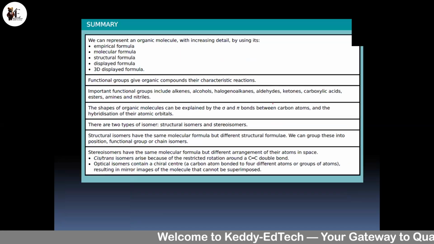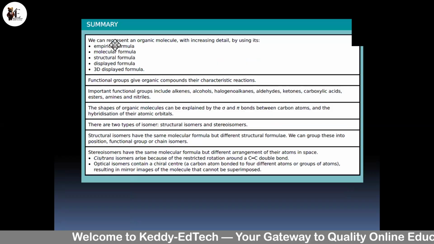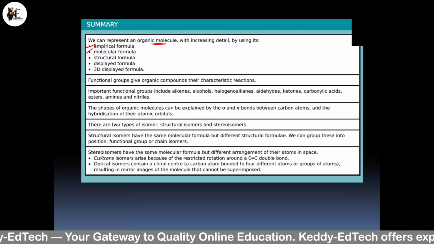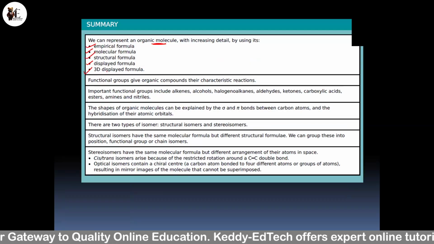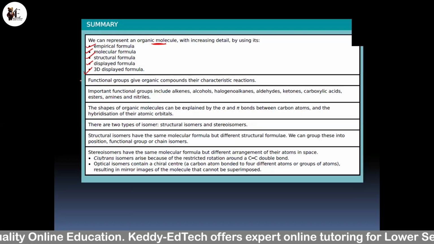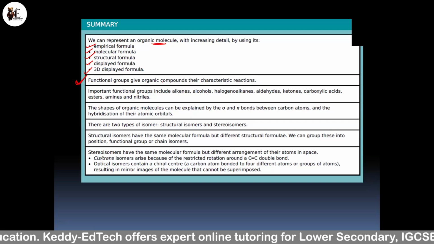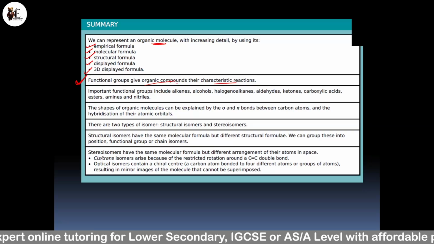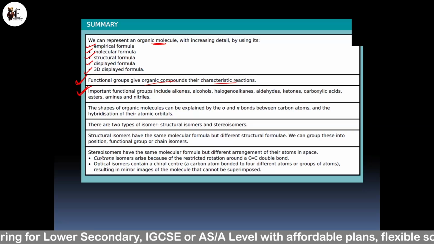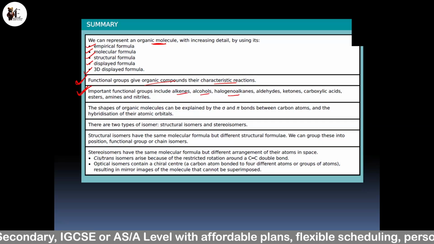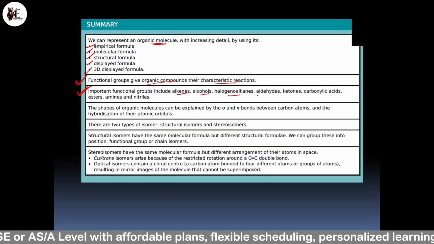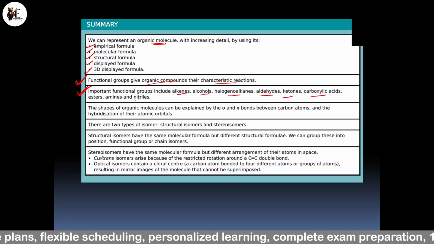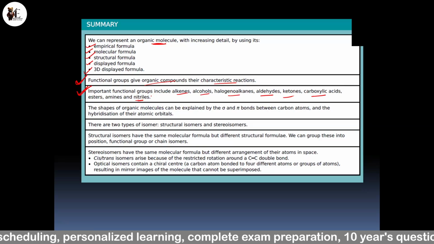Let's summarize this chapter, what we have studied from the very beginning. We have represented the organic molecules by empirical formula, molecular formula, structural formula, displayed formula, and 3D displayed formula. So you should know how to write down the formula in all of these forms. Next, what is a functional group? It gives organic compounds their characteristic reactions. It is an atom or group of atoms which gives the organic compound its chemical properties. Some of the important functional groups are alkenes, alcohols, halogenoalkanes. I have shown you the table of these general formulae: aldehydes, ketones, carboxylic acids, esters, amines, and nitriles. So you have to remember that table, their general formula, their structure.